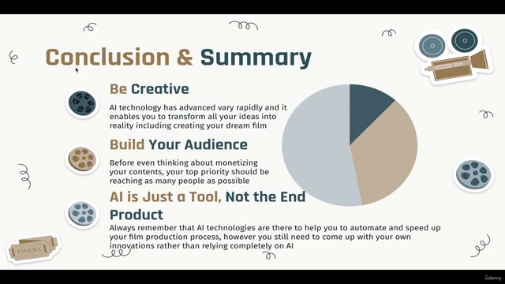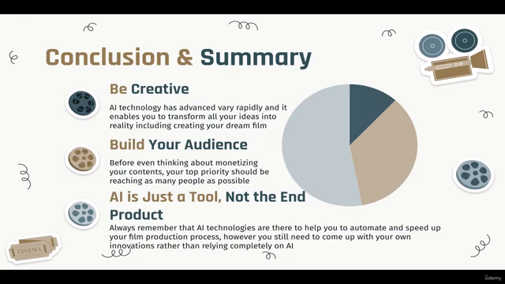Alright, so let's get started. The first one here is to be creative, right? AI technology has advanced very rapidly, guys, and it enables you to transform all the ideas that you haven't had into reality, including creating your dream film, right? If I told you a couple of years ago that you can create film using AI, you wouldn't believe that technology exists, but in this course, I've already shown you that this technology exists. So you need to be as creative as possible, as innovative as possible, and turn your imaginations into reality utilizing AI. All right, so that's the first one.